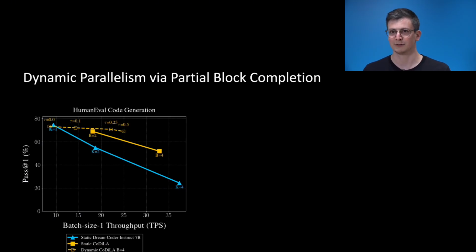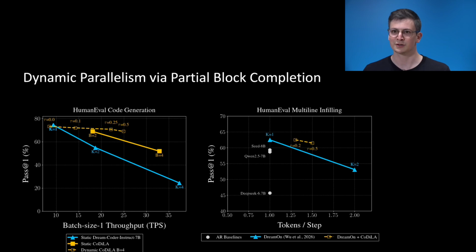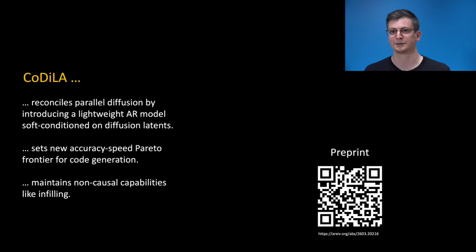So far, we've looked at generating a full block per iteration, but CODILA's AR model can also perform partial block completion, allowing us to dynamically adjust parallelism based on model confidence. This dynamic sampling is also highly effective for non-causal tasks. For instance, when integrated into DreamOn for code infilling, CODILA enables accurate parallel sampling and establishes a new Pareto frontier compared to both standalone AR models and standard diffusion models.